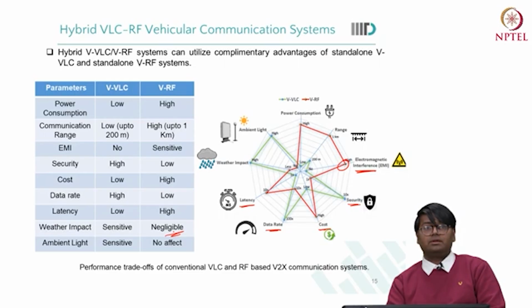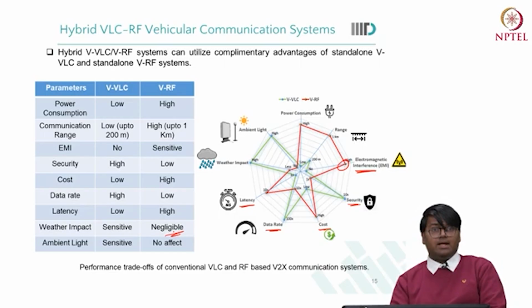When it comes to the impact of solar radiation or solar irradiance on the performance of VLC, vehicular VLC is more sensitive to ambient light sources. However, there is no effect of ambient light on the performance of vehicular radio frequency. In a nutshell, what we see here is that we have the pros and cons of both these technologies, and hybrid VLC and RF makes use of the better of both these worlds.